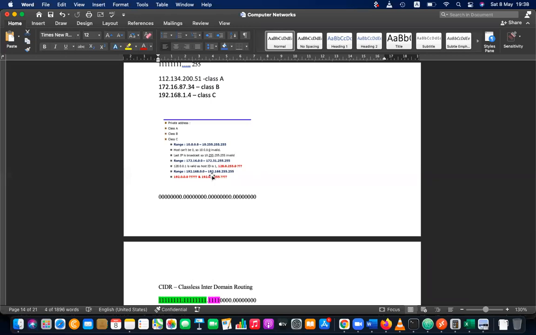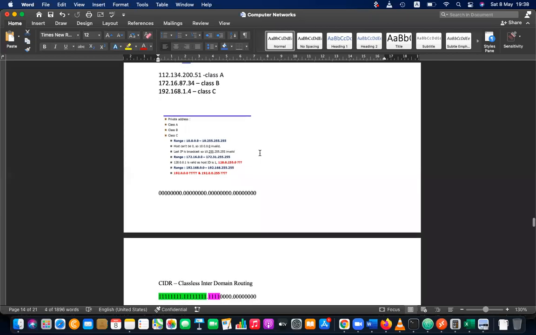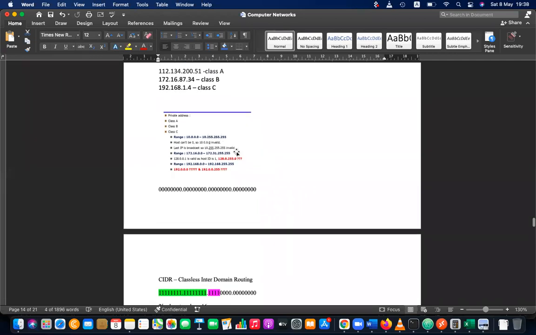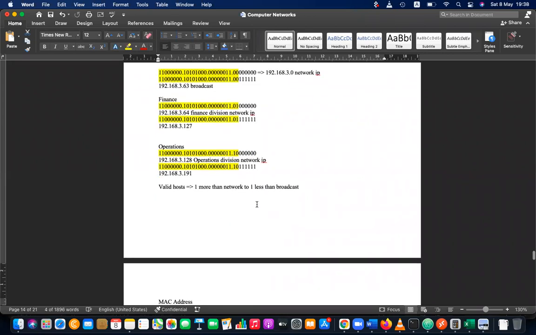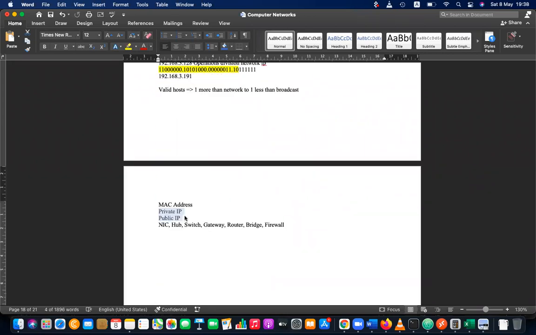192.168 for class C, for class B 172.16, for class A 10.0. These are the private IP ranges: class A, class B, and class C. Private IP means those are given in local area networks, private networks. But when you connect to the public, you have different IP ranges based on class A, class B, class C. We discussed the classes, the private IP ranges and the public IP.